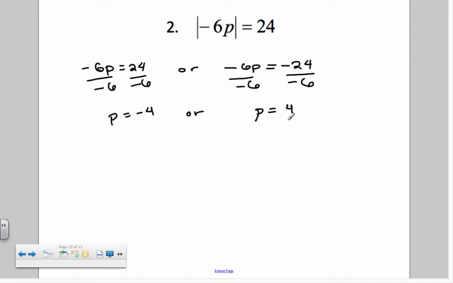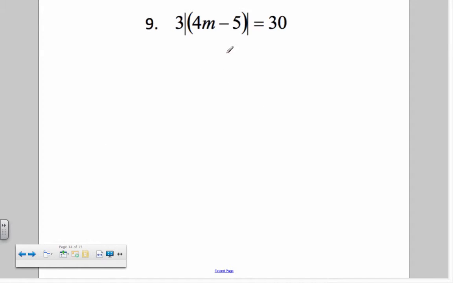Now, a lot of people think that it's just always going to be opposite, like 4 or negative 4, or 1/2 or negative 1/2, but that's just not the case. In this situation it was, but whenever we have an addition or subtraction inside the absolute value, our values for p will be different. They will not only be opposite. Okay? So let's try number 9.